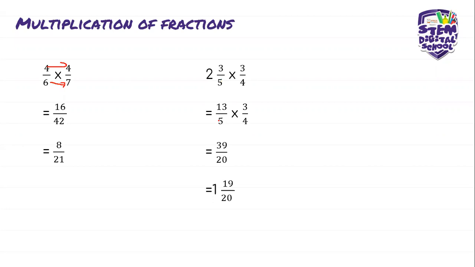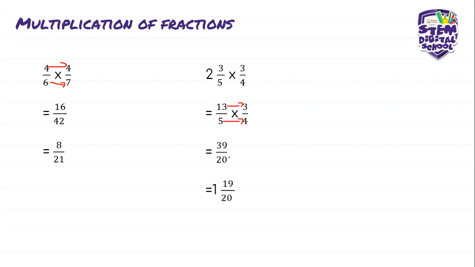After changing this into an improper fraction, right? 2 times 5 is 10 plus 3 is 13. I have 13 over 5 multiplied by 3 over 4. I multiply, guys. Numerator with numerator, denominator with denominator. Then I have 13 times 3 is 39. 5 times 4 is 20. Then I change this back into a mixed fraction.